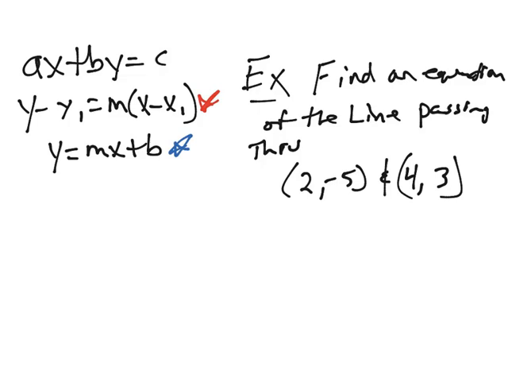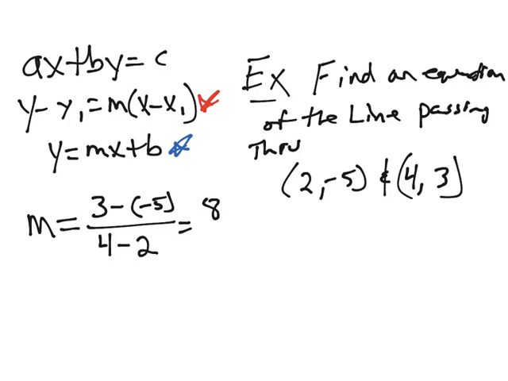So if I'm asked to find the equation of a line, the first thing I'm going to do is calculate the slope. The slope of this line is the difference in the y-coordinates, 3 minus -5, divided by the difference in the x-coordinates, 4 minus 2. So 3 minus -5 is 8, 4 minus 2 is 2, and 8 divided by 2 gives me a slope of 4. Okay, so now I have lots of information.